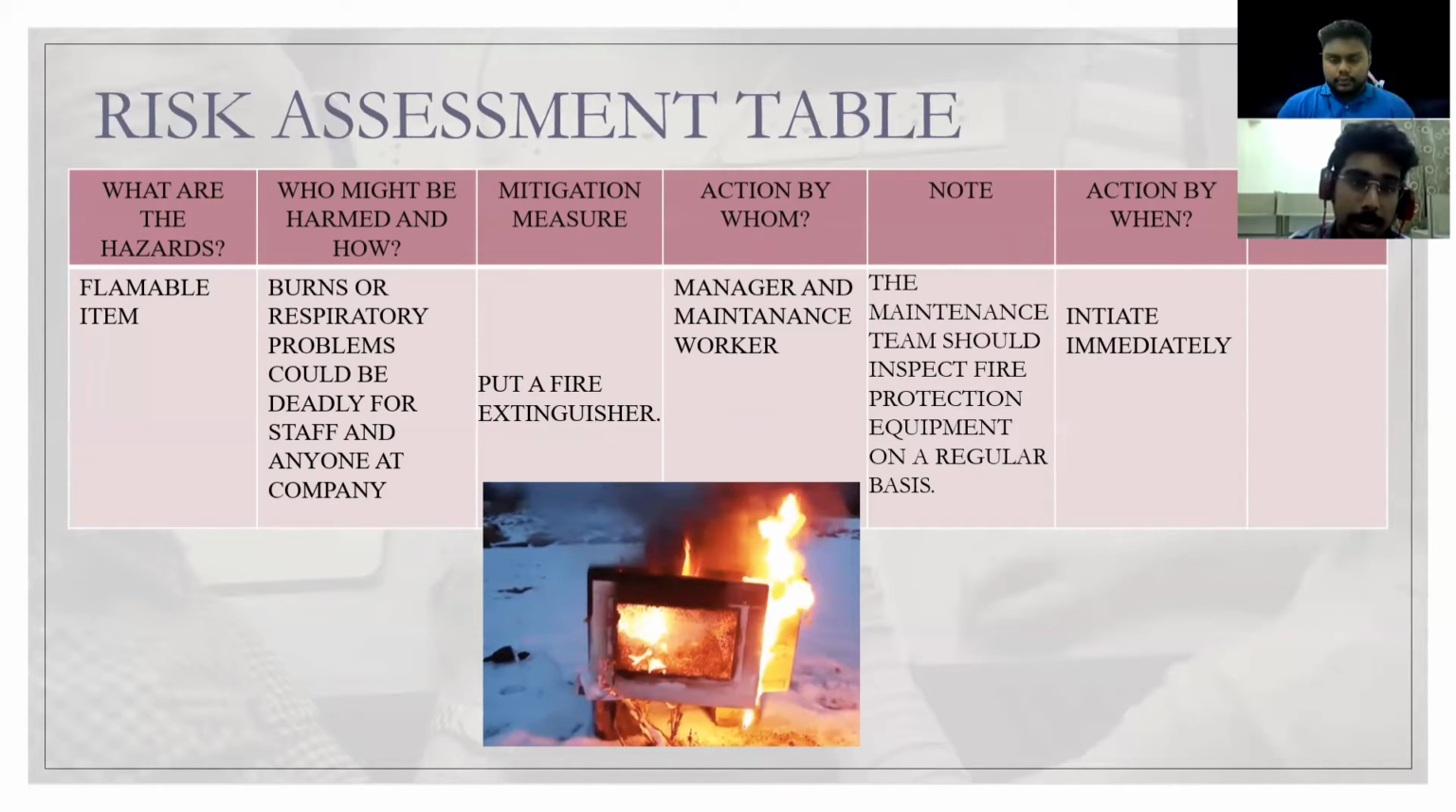For this kind of hazard, there should be a fire extinguisher at the office. This should be taken care of by the manager and the maintenance worker. In case there is a fire, the fire extinguisher will be helpful at the time. Not only that, the maintenance team should inspect fire protection equipment on a regular basis, and this should be initiated immediately to avoid fire damage if a fire happens.